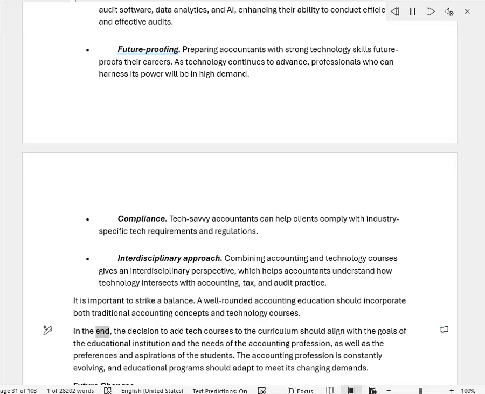In the end, the decision to add tech courses to the curriculum should align with the goals of the educational institution and the needs of the accounting profession, as well as the preferences and aspirations of the students. The accounting profession is constantly evolving, and educational programs should adapt to meet its changing demands.